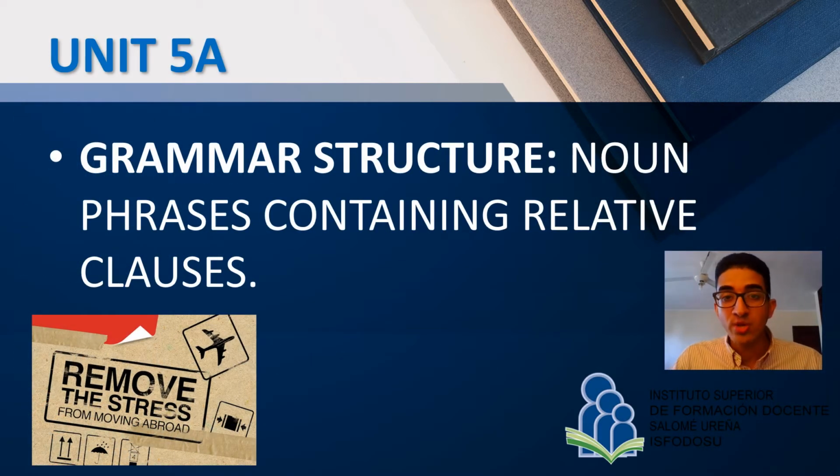Well, as I told you, we are going to talk about Unit 5. The name of the unit is Expanding Your Horizons. The grammar structure that you need to use for this part of the unit is noun phrases containing relative clauses. I'm going to tell you everything you need to know about it, and I'm going to give you some examples so you have a clear idea on how to use it. So let's move on.